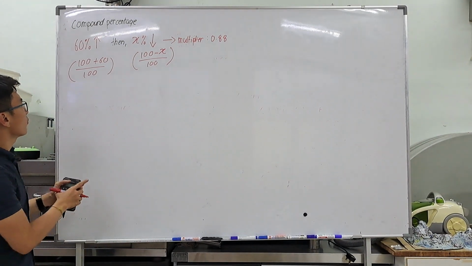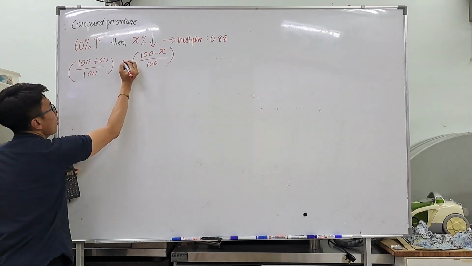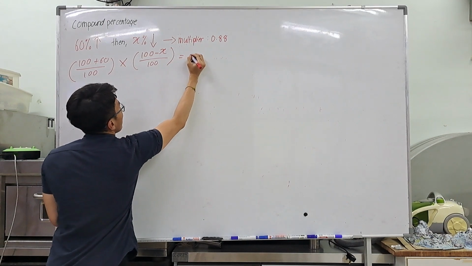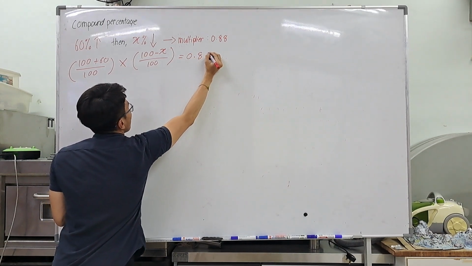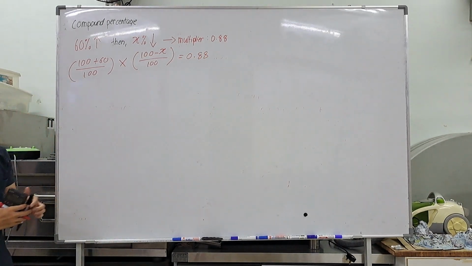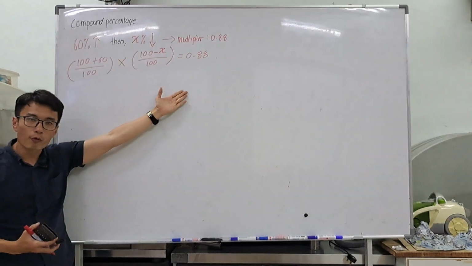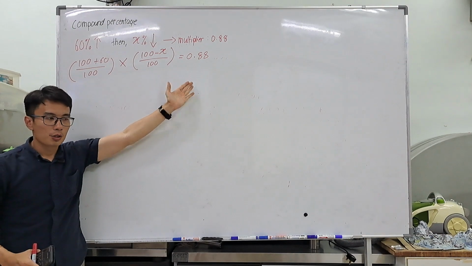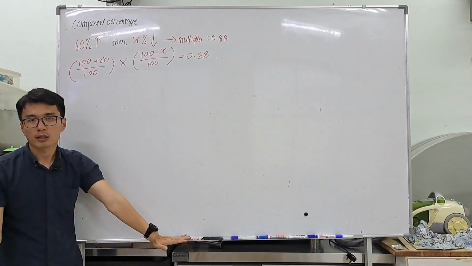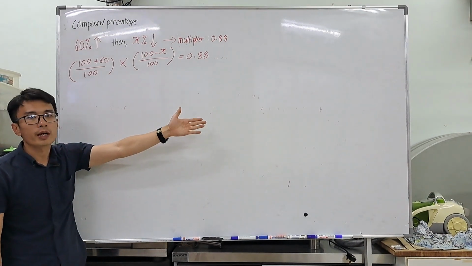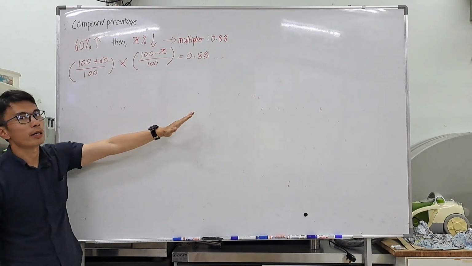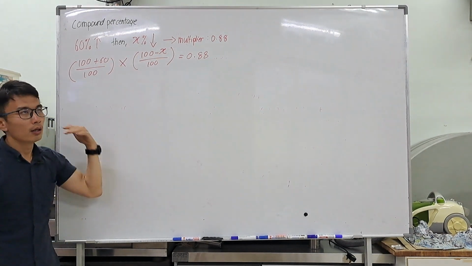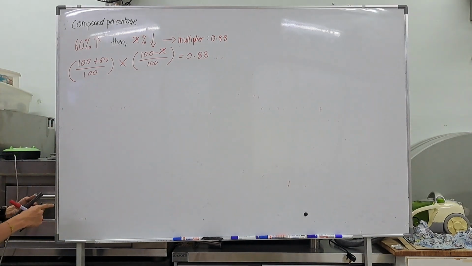So I know that if I have this multiplied with this, that will give me 0.88. Now this is a very important, crucial step for you to start, because if you can construct the formula, you are technically done already. All you need to do next is use your knowledge of algebra to find the value of x. Now let's do this together.